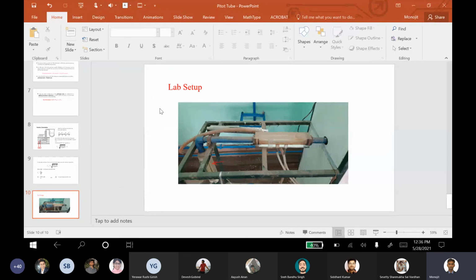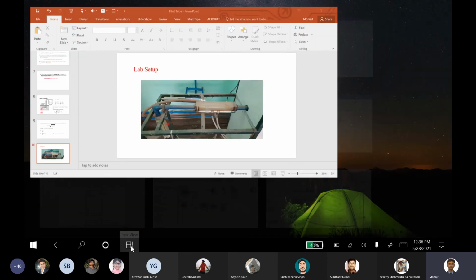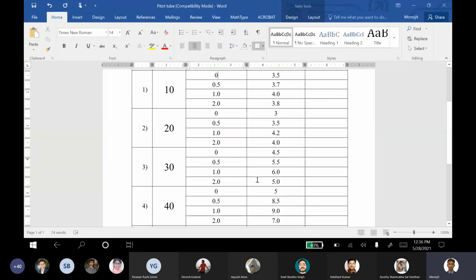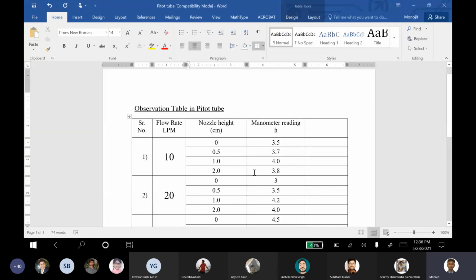So that is more or less all about the pitot tube. I think I have given you a fair idea. So let's look into the table that you will get from us. This is the nozzle height, which is basically the location of your nozzle. That is what I had talked about. And this is the manometer reading.